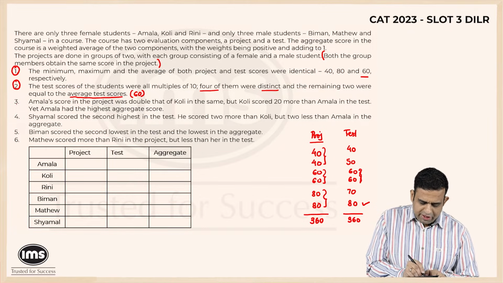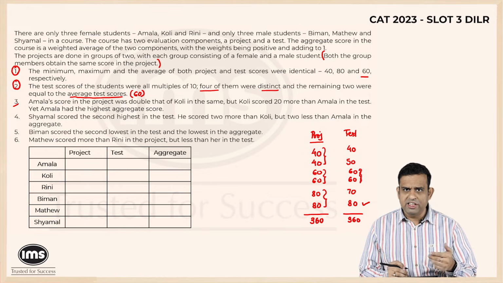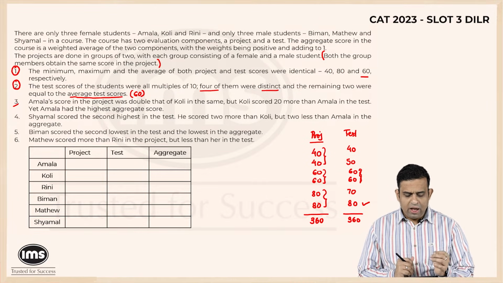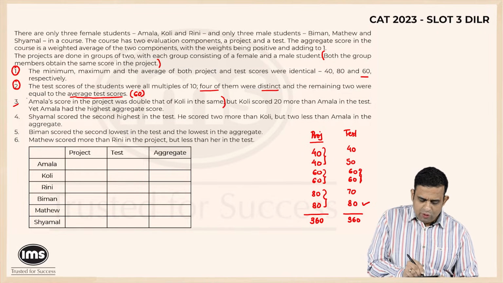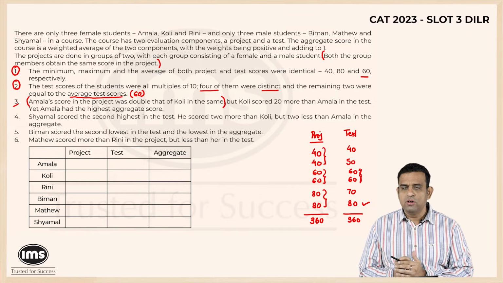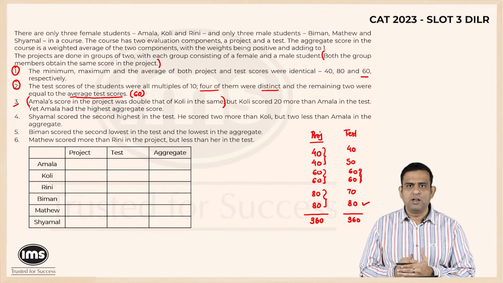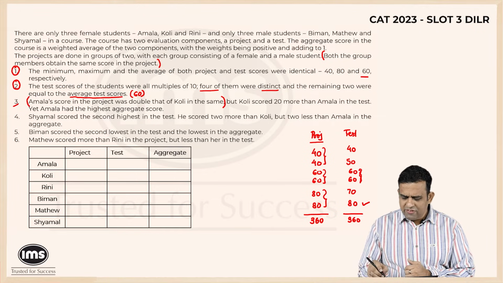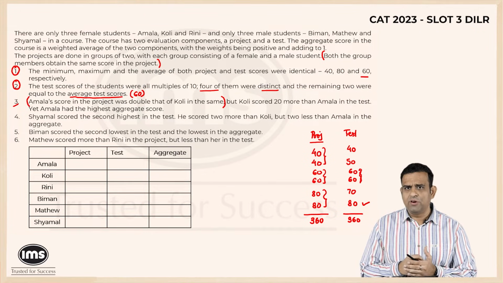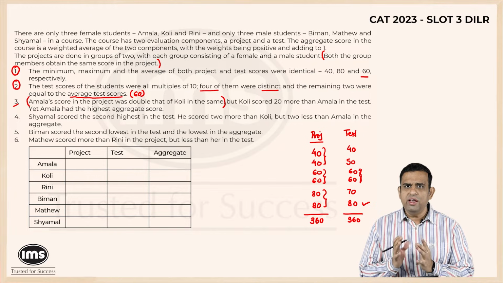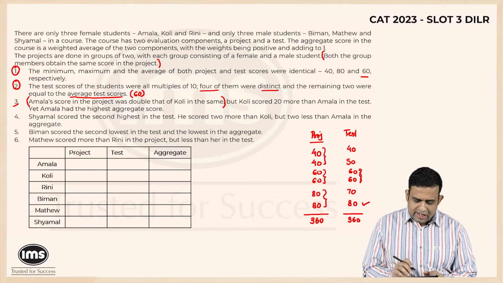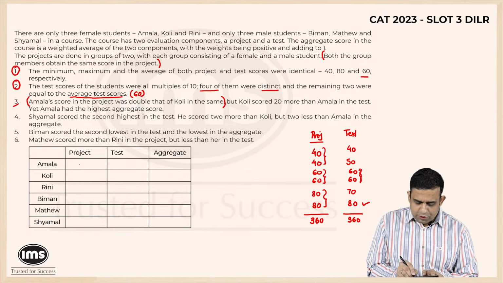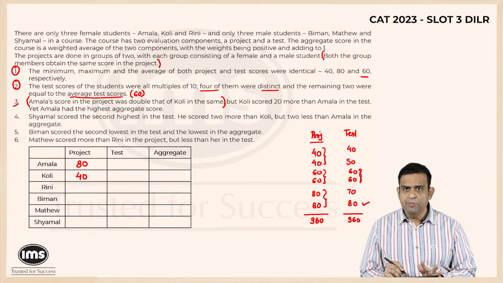Now if I read point number 3, let's focus on points 3, 4, 5, 6. Let's start with point number 3. Amala's score in the project was double that of Kohli in the same. Even though they have not told what the scores of Amala and Kohli are, what I know is that Amala's score in the project is double that of Kohli. If I look at the project work, the smallest number is 40, the largest number is 80, and the only way I can see a double is the numbers 40 and 80. So with this, I can be sure to say that Amala must have scored an 80 and Kohli must have scored a 40 in the project.